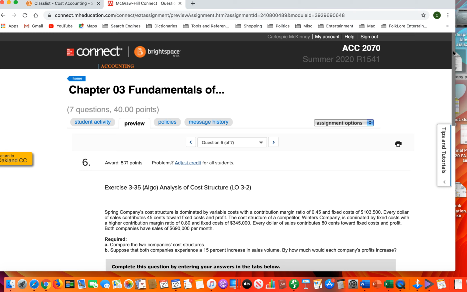So you would multiply 690,000 by 1.15. You'd also multiply variable cost by 1.15. Fixed cost stays the same, and so you do your subtracting, and you'll come up with the difference between 207,000 and the new amount. And you do the same for the winters.